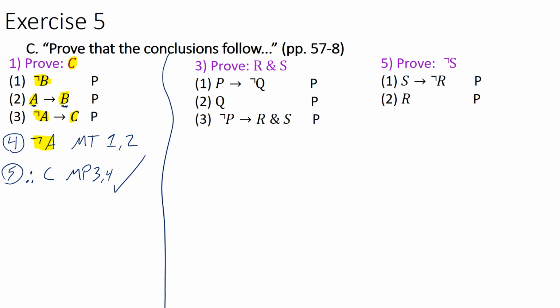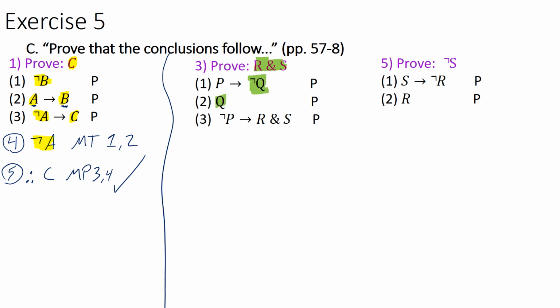For number 3, we want to prove R and S. It's a conjunction, and we're given 3 premises. Premise 2, Q is declared to be the case, so that's a good starting point. Does Q show up anywhere else? Well, it does in premise 1. We have this not Q. But this is very important because Q and not Q contradict each other. So in a sense, Q is denying this consequent. So we can thereby deny the antecedent.